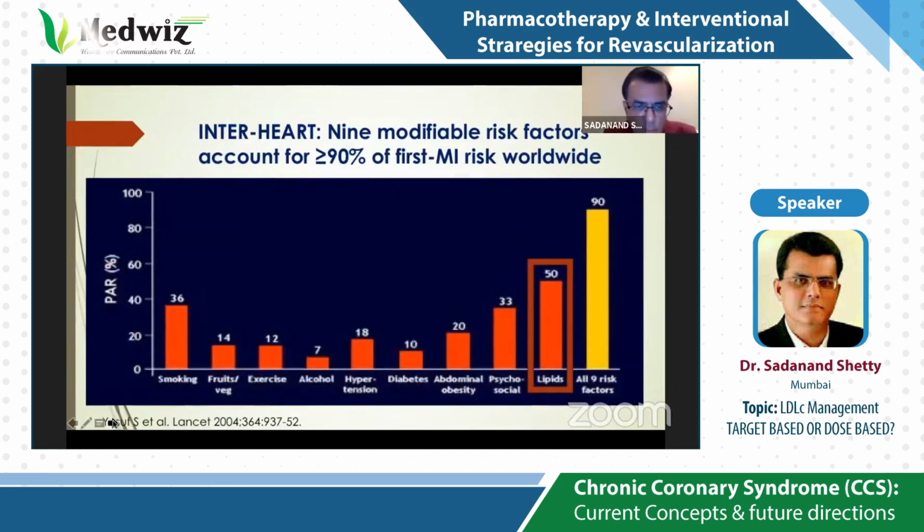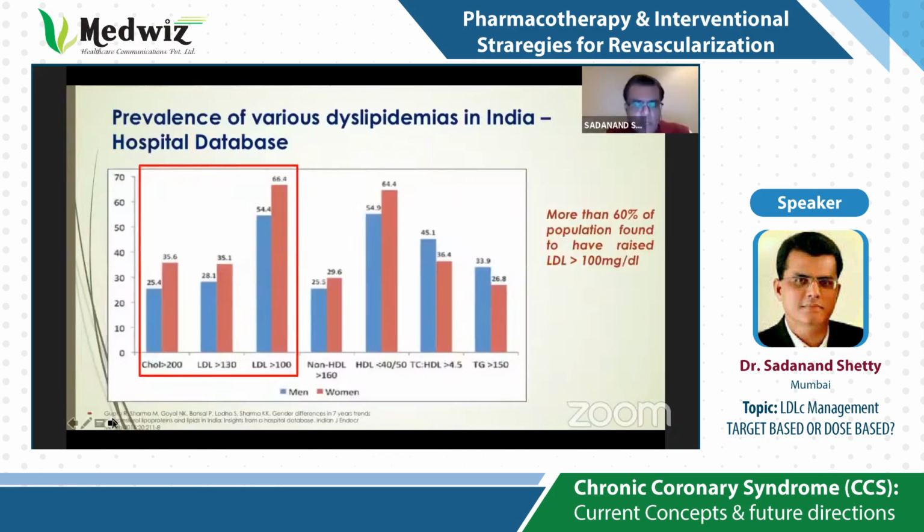Now, Salim Yusuf, almost 16 years ago, showed in the INTERHEART study that 9 modifiable risk factors account for nearly 95% of the first MI risk. And if you look at lipid abnormality in terms of patient risk percentage, nearly 50% is due to lipids, again telling us that lipid abnormality is one of the important reasons for our problem.